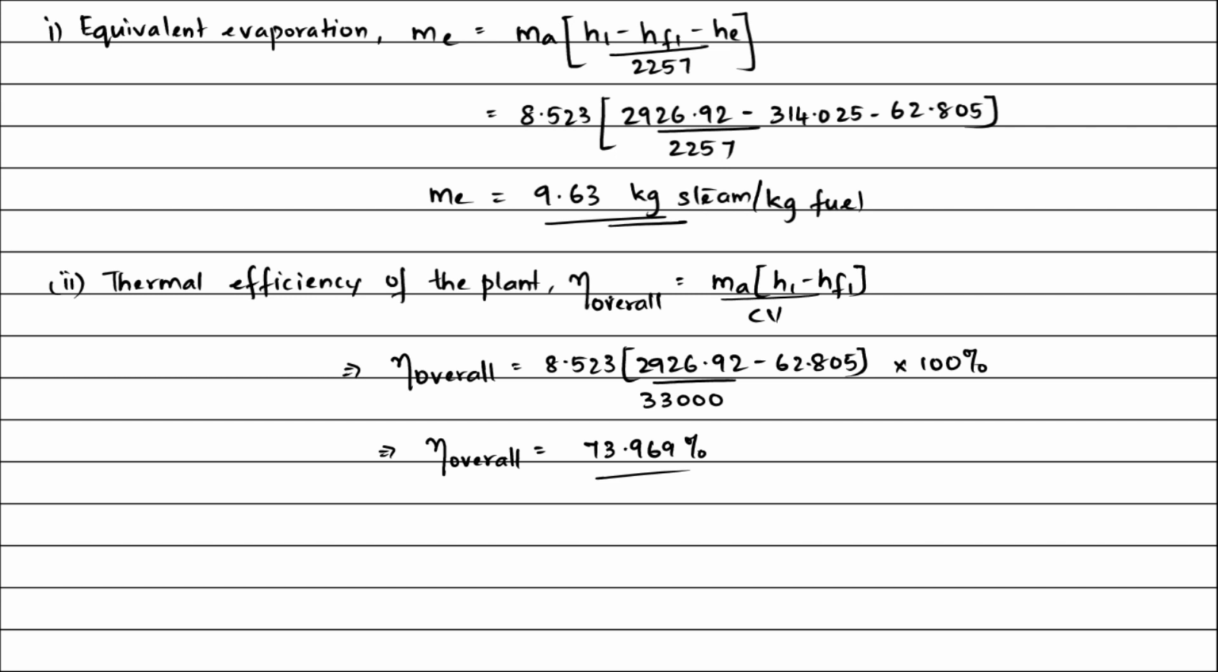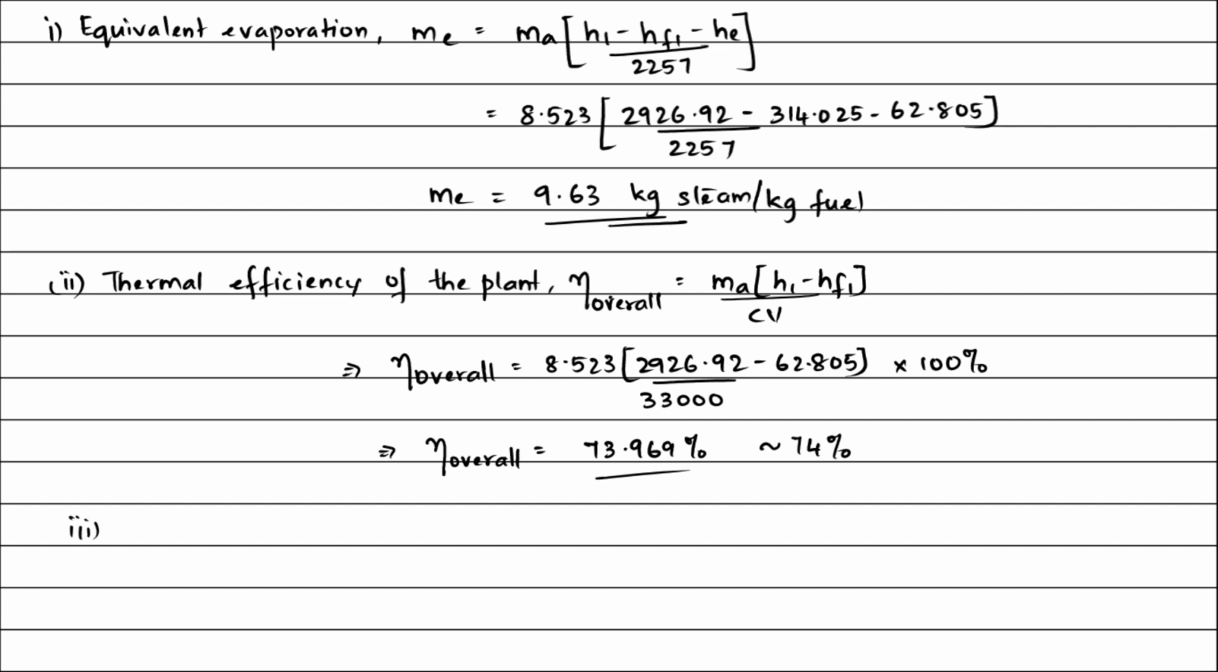Now in this question, considering that I have the boiler and the economizer, 73.9 percentage is equivalent to 74 percentage, so I round it off to 74 percentage. That's actually a good efficiency for a boiler, considering the amount of steam that you are generating, which is 37,500 kilogram per hour. That is actually a huge amount of steam.